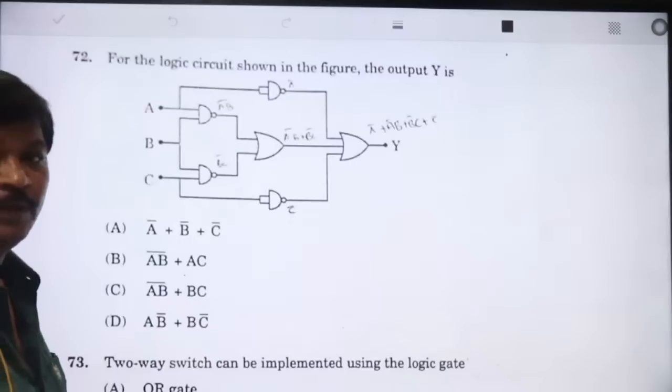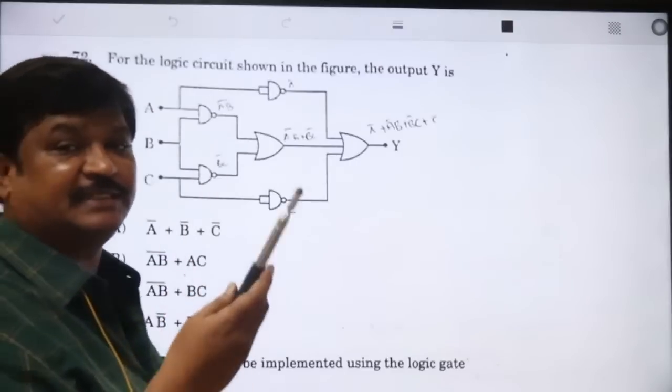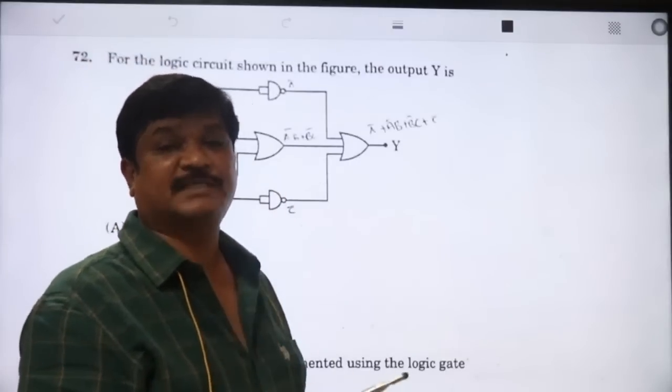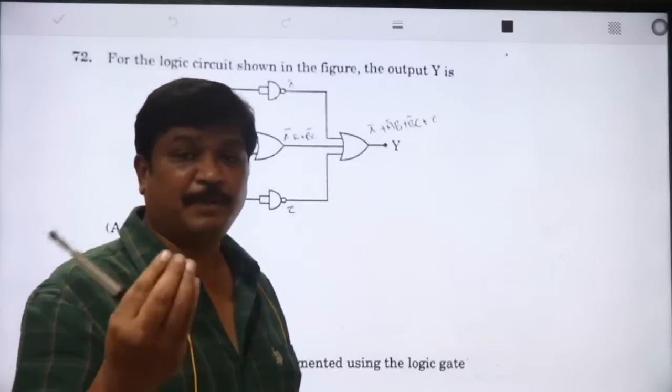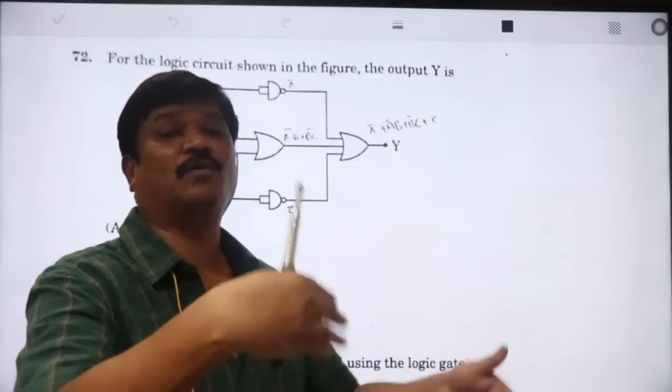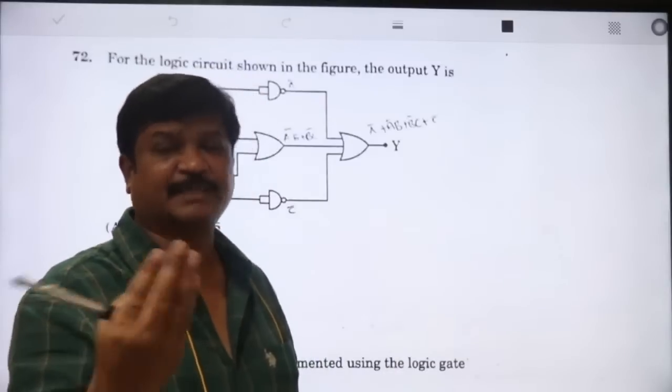I don't know. Power system is easy, machines are easy, networks are easy, measuring instruments are easy, digital is easy. Maybe signals and systems you may not be familiar with. Control system questions also, I think.